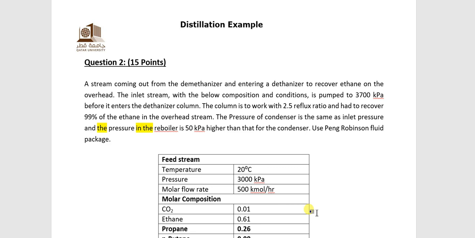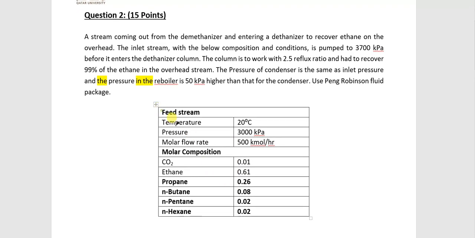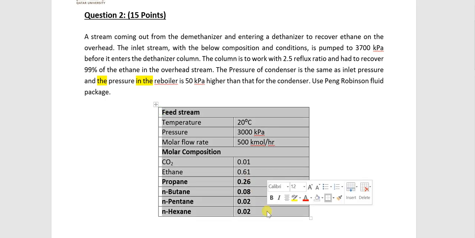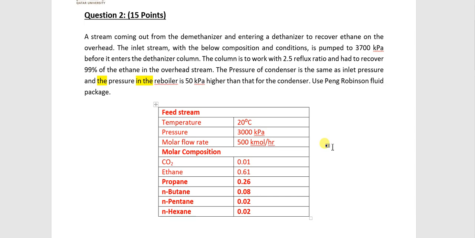The inlet stream with the below composition and conditions is pumped to 3700 kilopascal. So we have the feed, and the feed conditions are given here, you can see. Then we need to pump it to higher pressure before it enters the de-ethanizer column. The de-ethanizer column will basically be a distillation column. The reflux ratio is given as 2.5 and we have to recover 99% of ethane.